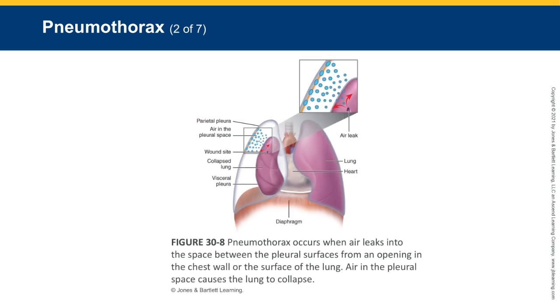This diagram illustrates how a pneumothorax develops. Air leaks into the pleural space, causing the lung to collapse. This may result from an injury to the chest wall or damage to the lung itself.